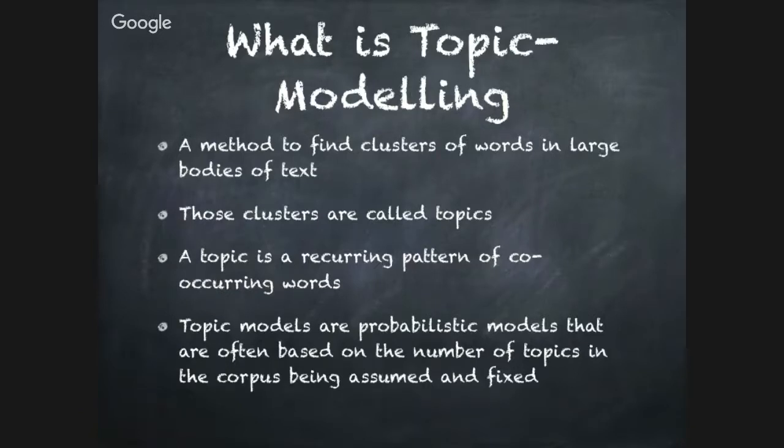Yeah, or not always in each, but in some of our documents. So topic models are probabilistic models that are often based on the number of topics in the corpus being assumed and fixed. So we often have to say this corpus has 15 topics in it, this corpus has 13 topics in it, and this corpus has 17 topics in it. And that is one of the theoretical problems of topic modeling, how to estimate the number of topics ideally. Not exactly, not precisely, ideally, because that can differ from use case to use case.